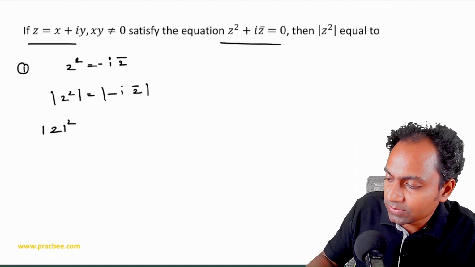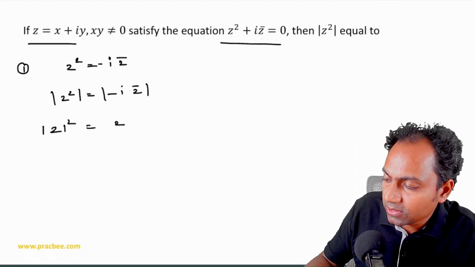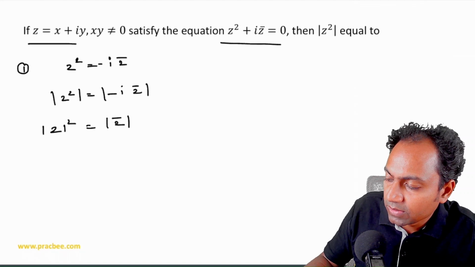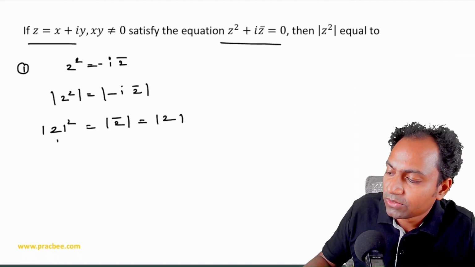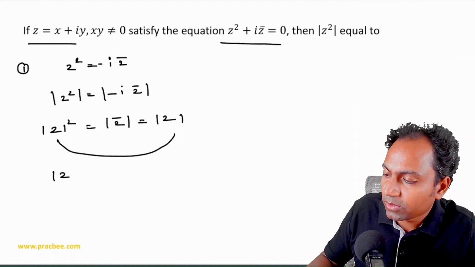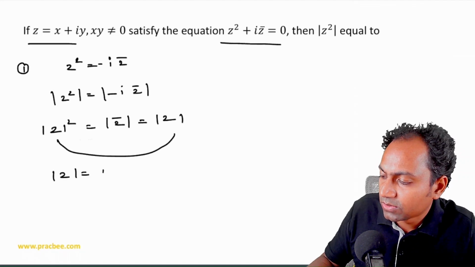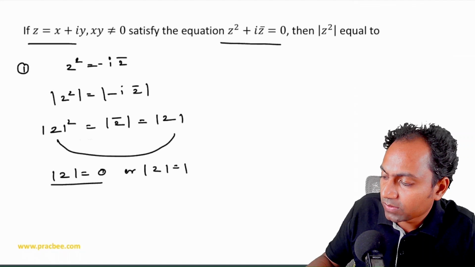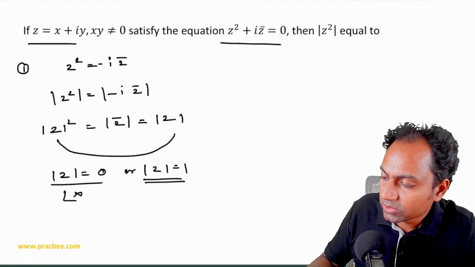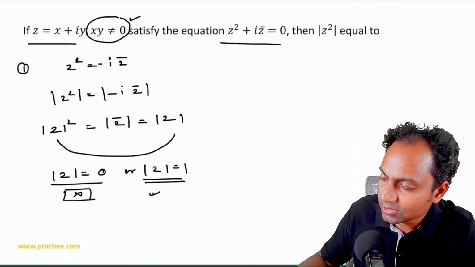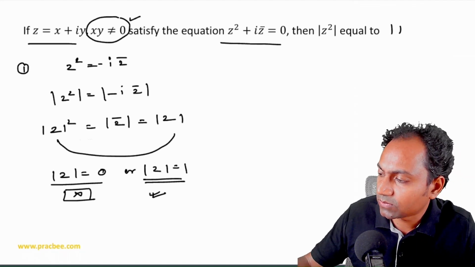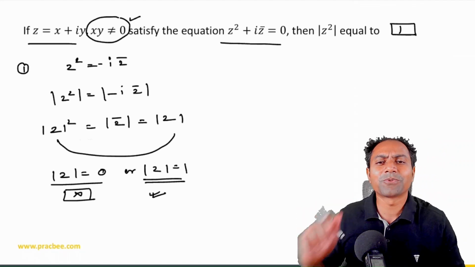So we can see this becomes mod of z whole square. This becomes nothing but mod of, and this can ultimately be written as z only, and mod of i becomes nothing but 1. So if I do this, you can see that if I compare this and this, mod of z can have two possible values. One, it can be equal to 0 or it can be equal to 1. Now this value is not possible since they have given that x and y are not equal to 0. So only this value is possible, hence the answer to this question becomes 1. Again, a very simple question.